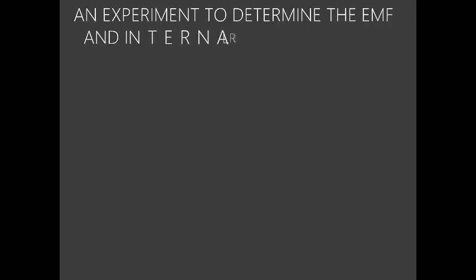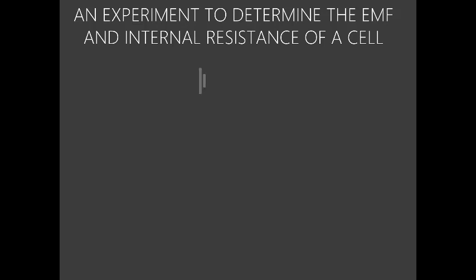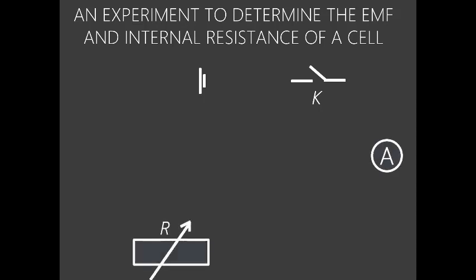Welcome back. So we were looking at the experiment to determine the EMF and the internal resistance of a cell. So we have here a cell, we have a switch, we have an ammeter, and a rheostat.